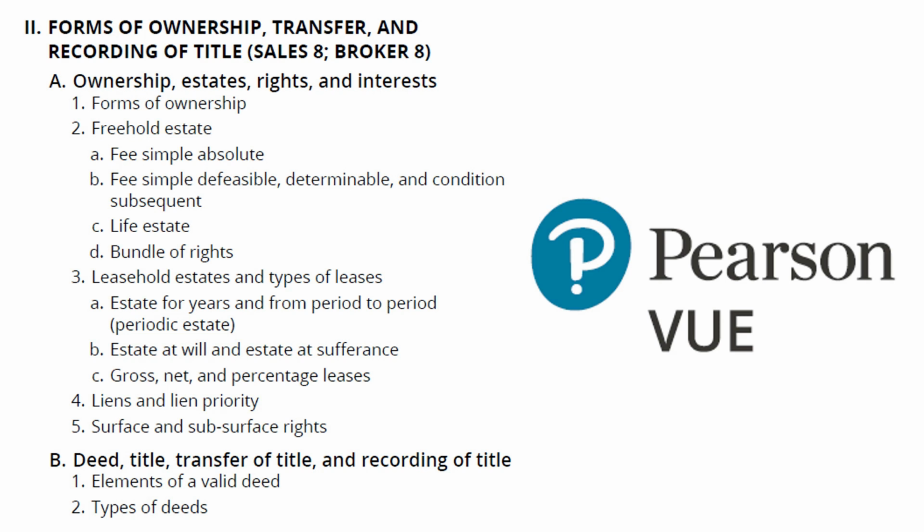The breakdown for the Pearson View: the topic of ownership is found under the title Forms of Ownership, Transfer and Recording of Title. Subtopic A, Ownership, Estates, Rights, and Interest. You see that they will review questions on the topic of forms of ownership.